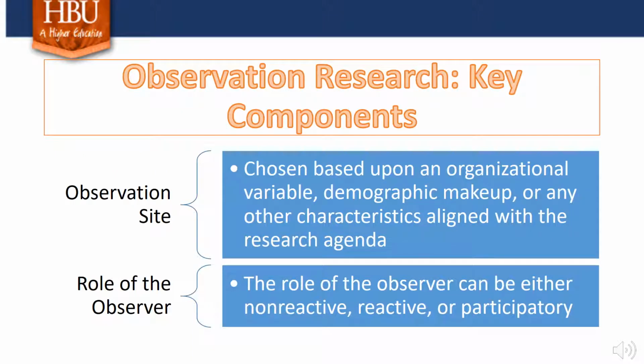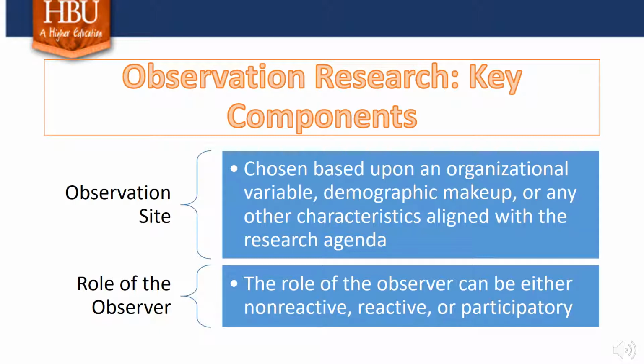When we're talking about observation research, there are a couple of key components that must be considered. Your textbook goes into these in much greater detail. However, we need to recognize that the role of the observer and the role of the observation site ultimately dictate the observation research. Some observation research is based upon a certain variable. It may be based upon demographic makeup or other characteristics aligned with the research agenda. It may be based upon convenience.